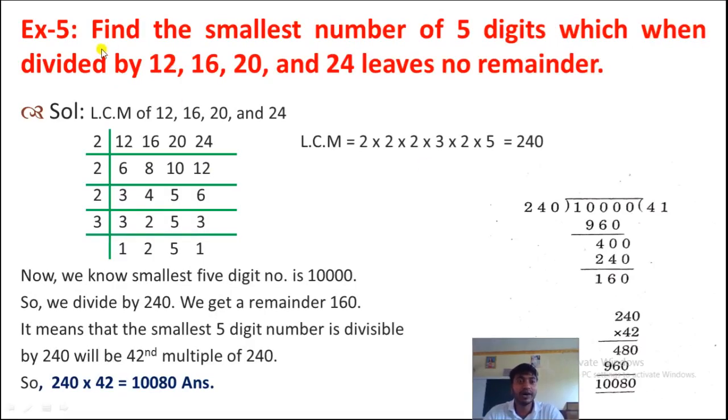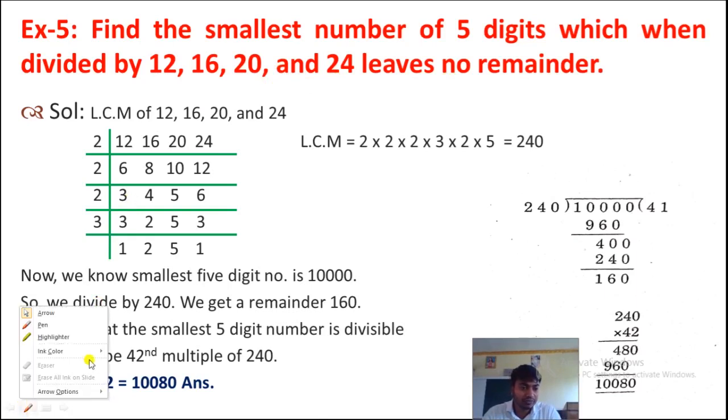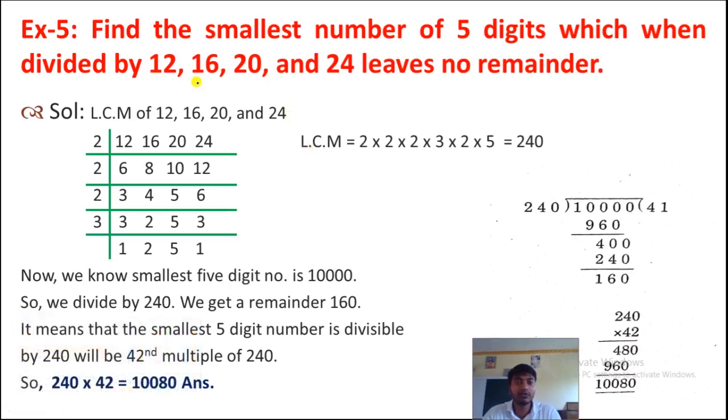Now the next question. Find the smallest number of 5 digits which when divided by 12, 16, 20 and 24 leaves no remainder. So we have to find out the smallest 5 digit number which should be divisible exactly by 12, 16, 20 and 24. How to solve? First we have to find out the LCM of the given numbers, that means 12, 16, 20 and 24. You know very well how to find LCM.